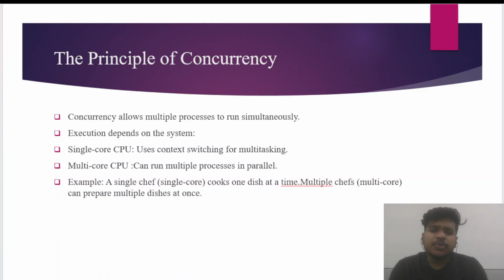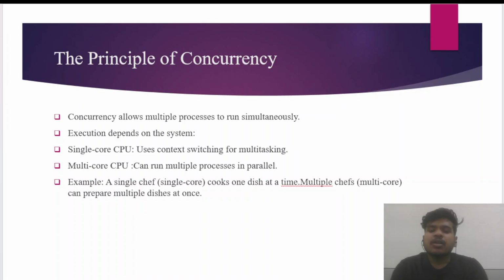If a system has one CPU, it switches between processes very quickly using context switching, creating an illusion, not a real but an illusion of parallel execution. And if a system has multiple CPUs, it can truly execute multiple processes at the same time. So, the answer to our question is yes, a CPU can execute multiple processes simultaneously.